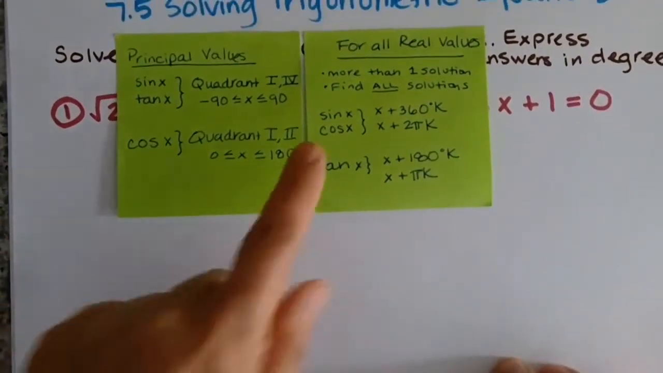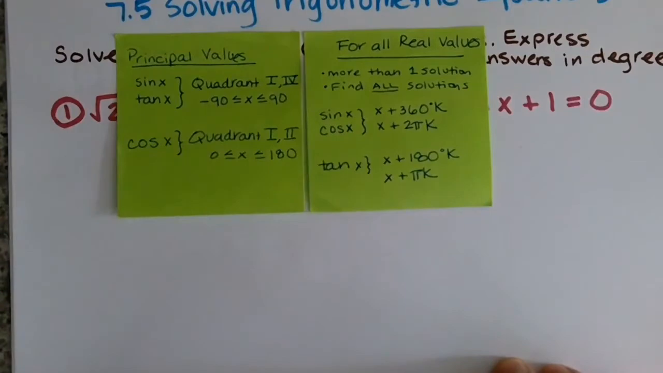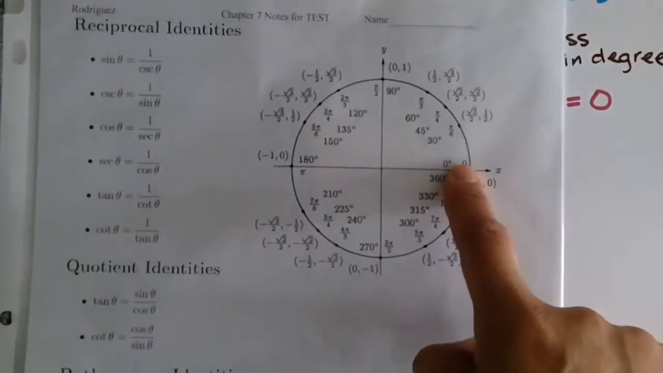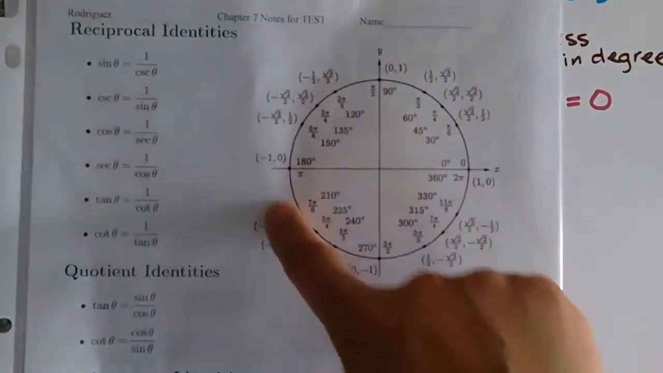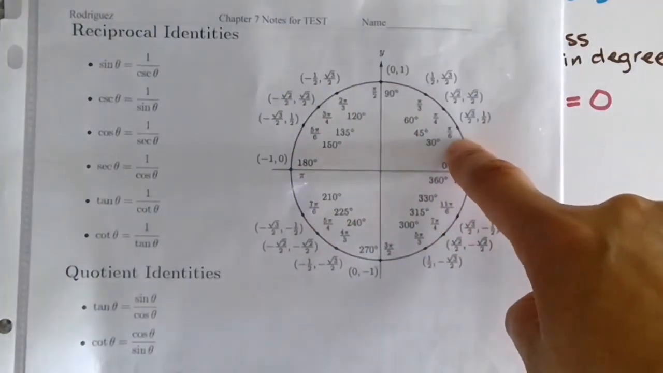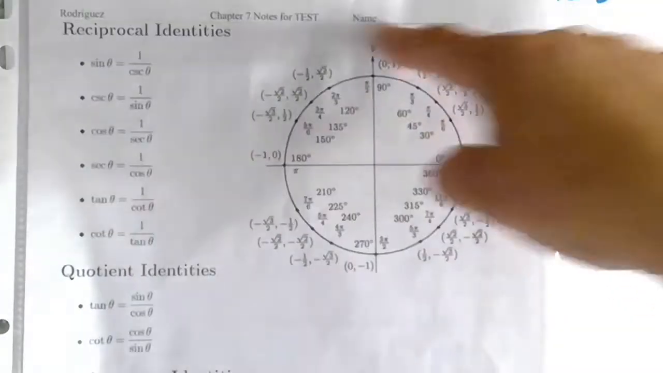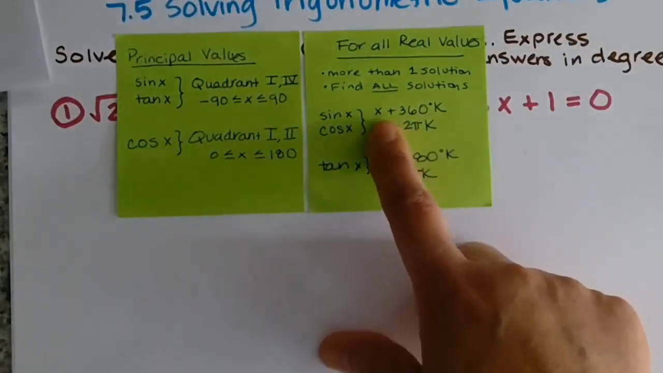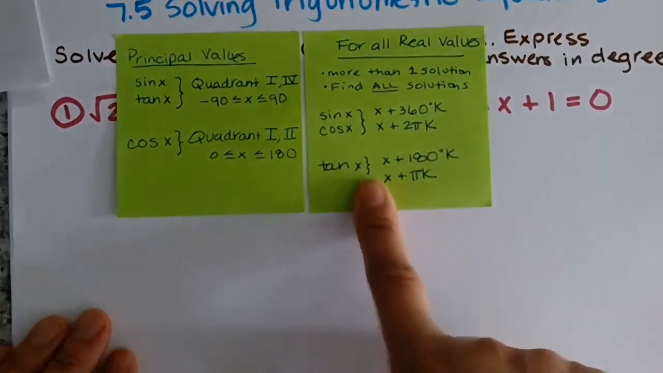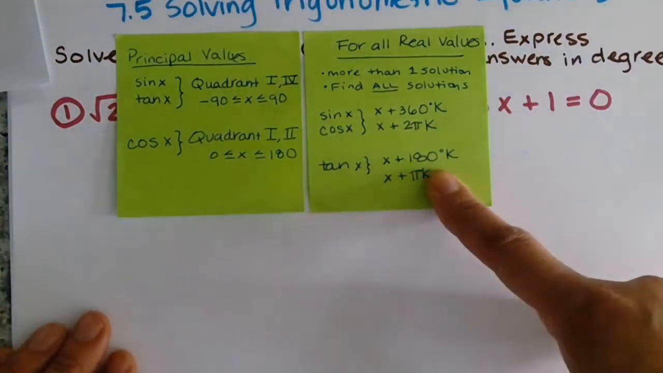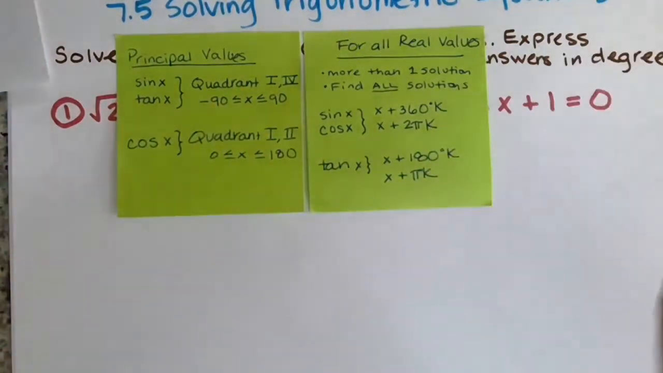If they want it for all real values, then they're saying, if your answer was 30 degrees, then you also want it when it's 390 degrees, like one rotation, two rotations. So you write it as x plus 360 degrees, or in radians, and then tangent is x plus 180 degrees. So have those written down in your notes. I didn't write them down here so that I could have more room.